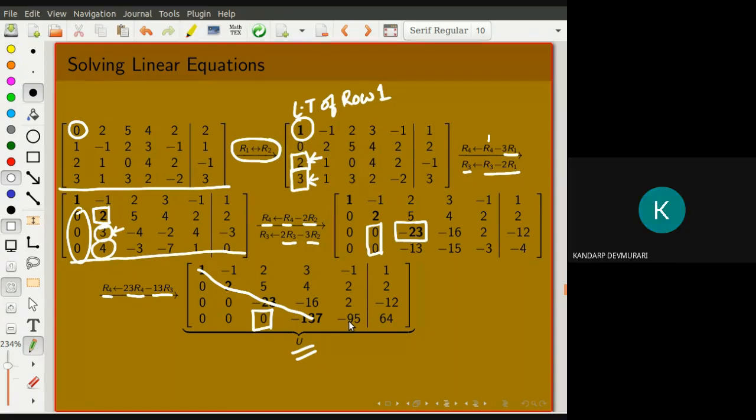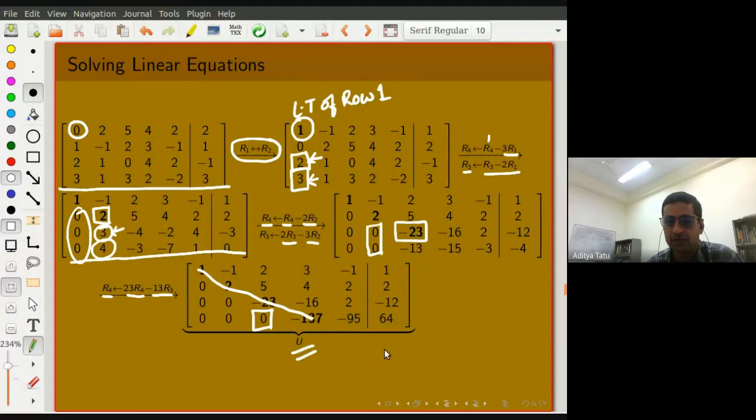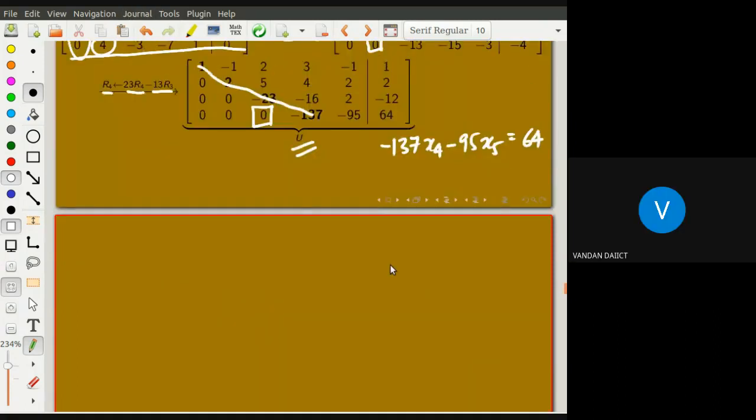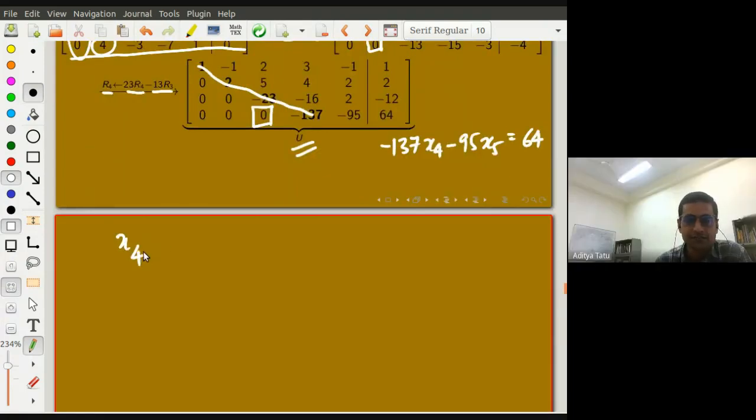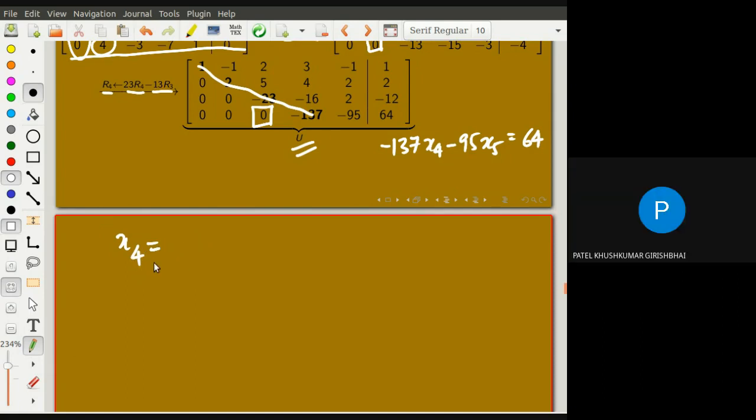So there are infinite solutions. That I hope is clear to everyone. Minus 137 times x4 minus 95x5 will be 64. What do we do with this? Find values of x4 and x5. Let's just try as far as we can. So what is x4 equal to? x4 equals 64 plus 95x5 divided by minus 137.